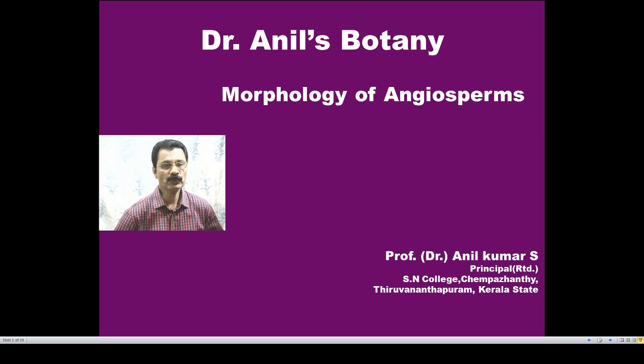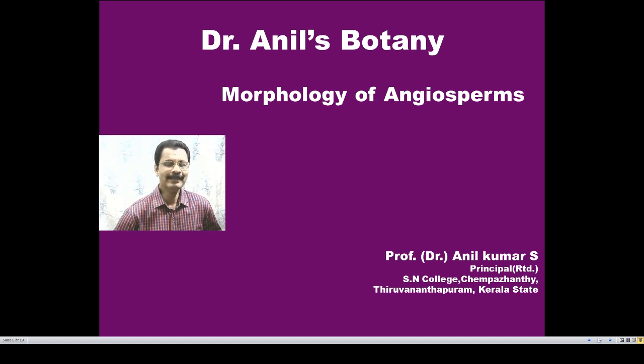Example, tuberous roots, as in the case of sweet potato or Ipomoea batatas. Then fasciculated root tubers, seen in dahlia, asparagus, tapioca. Moniliform root tubers, seen in Momordica charantia or bitter gourd. Annulated root tubers are seen in ipecac.